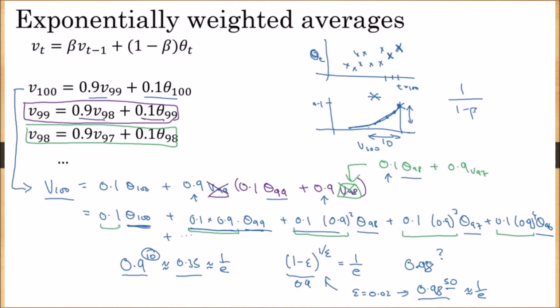Why do we call it an exponentially weighted average? Because whatever weight we take, until the weight's exponential decay reaches 1 by E, up to that point we can take the average temperature.